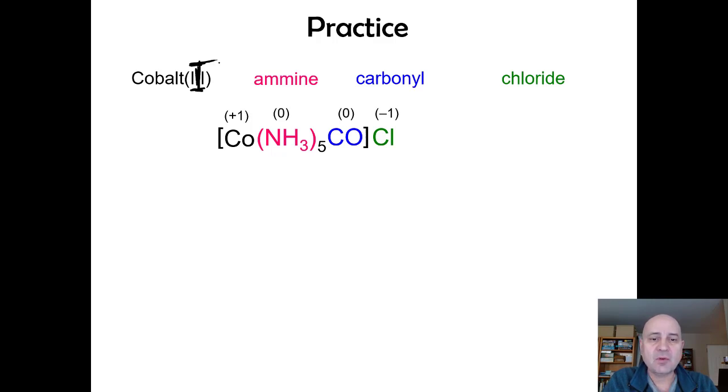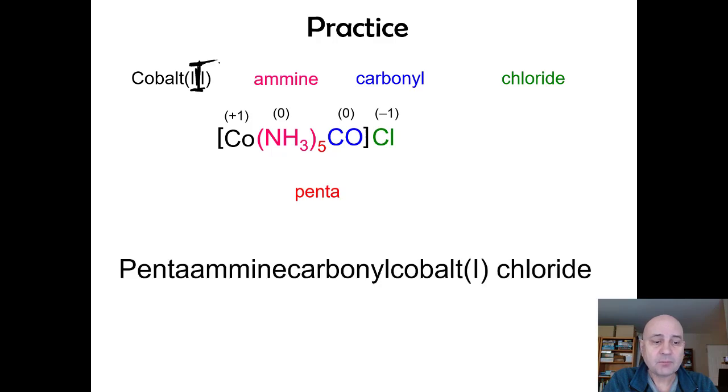And then we have 5 of the amines which get named first. So we have pentaamine, carbonyl, cobalt 1, space chloride. And so here it is. You can pick it apart. I already said you don't have to have pentaamine. I just like to include it so that you can see all of the sections better, or at least I can see them better. Okay, so this is the first one.